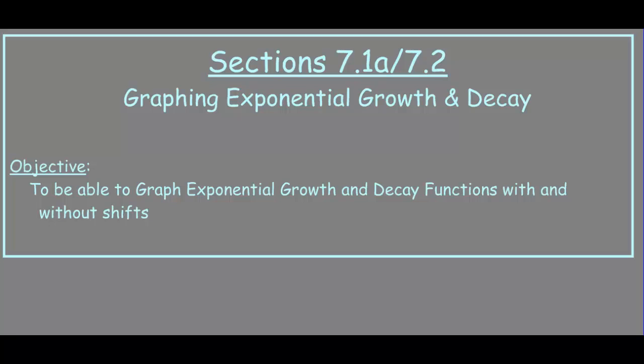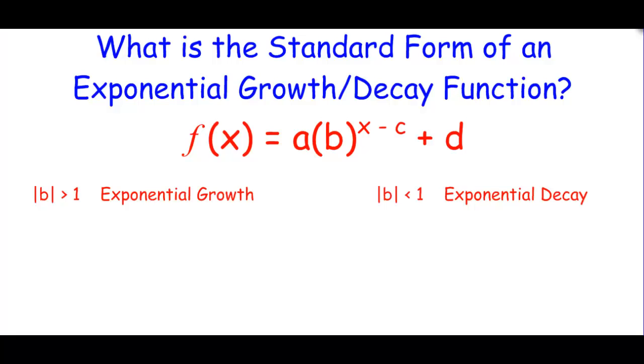Today we're going to look at sections 7.1a and 7.2, graphing exponential growth and decay. Our objectives are to be able to graph exponential growth and decay functions with and without shifts. Our standard form of an exponential growth or decay function looks like this: f of x equals a times b to the x minus c power plus d.